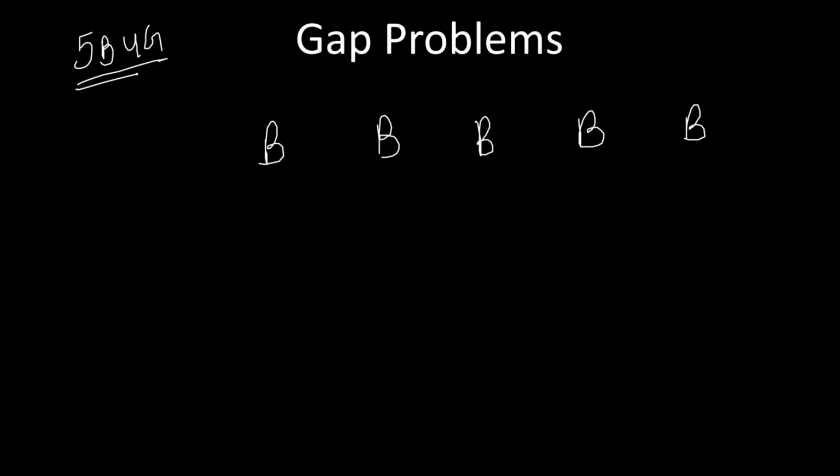So let's talk about the gap problem that we have just discussed. I will iterate a different version here. Let's say you have B, B, B, B, and B. There are 5 boys here. So initially, let's say you had 5 boys and 4 girls, right? And you want to arrange them in such a way that no 2 boys or no 2 girls are together.